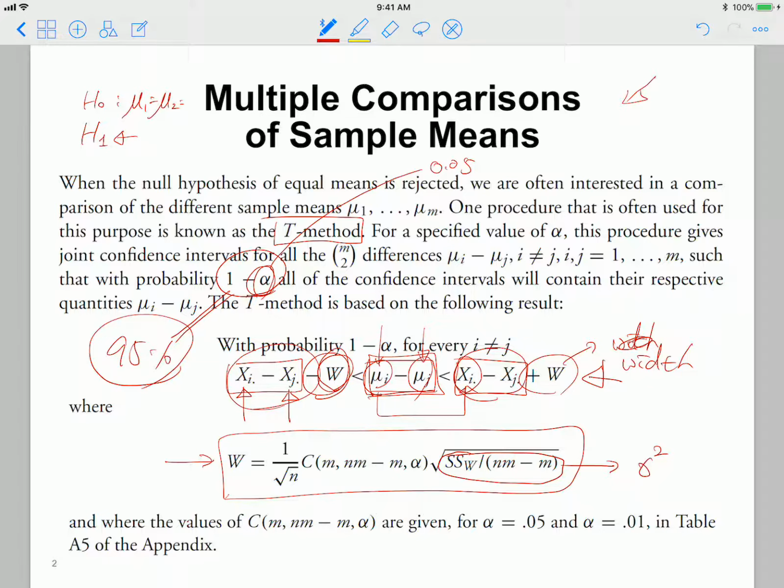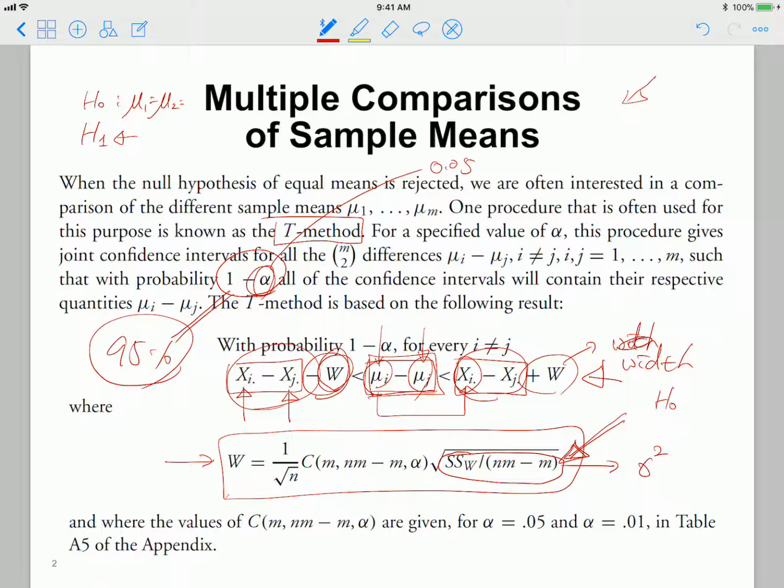So let me ask one reviewing question. Is it a valid estimator only when H naught is true, or is it a valid estimator even if H naught is not true?